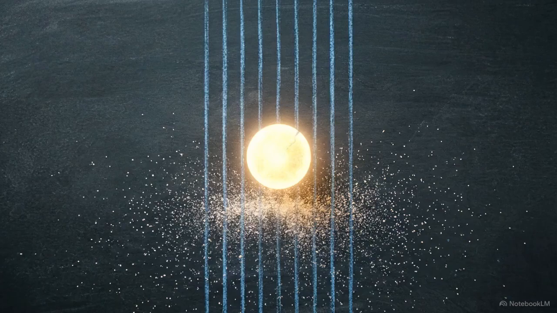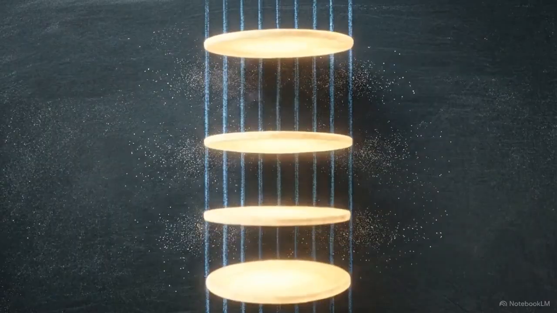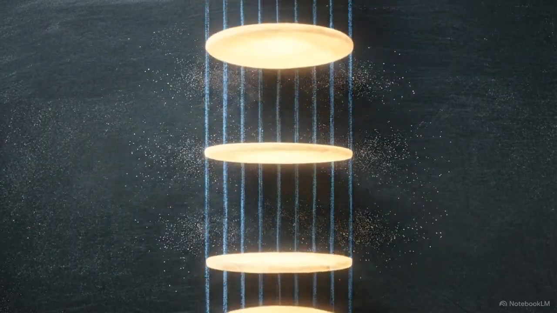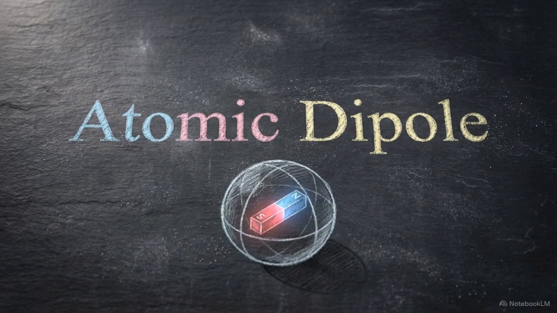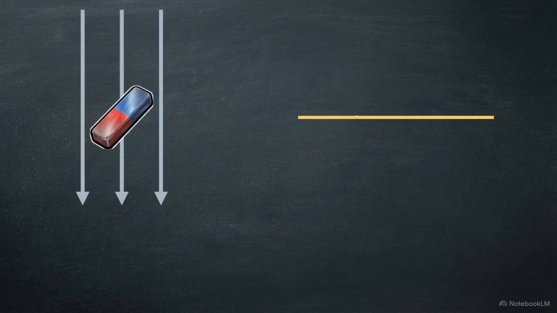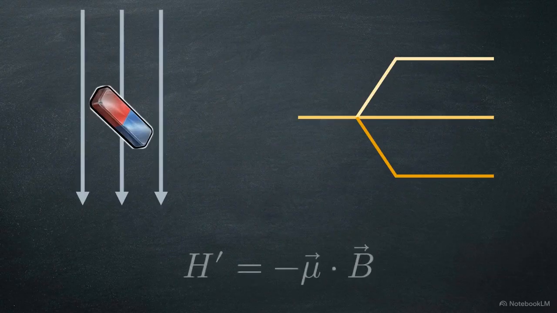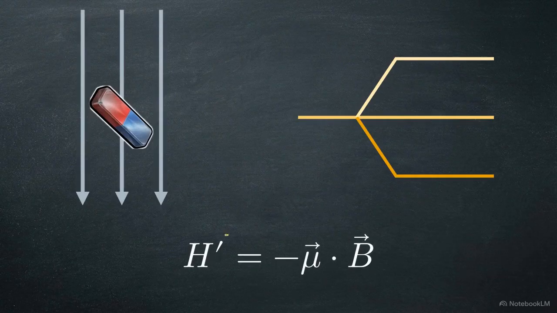When an atom enters a uniform, static magnetic field, its baseline energy state fractures into multiple distinct layers. This is the Zeeman effect. The split occurs because the atom possesses a magnetic dipole moment, which interacts directly with the external magnetic field to shift the atom's internal energy levels. We define this interaction through the classical perturbation Hamiltonian.